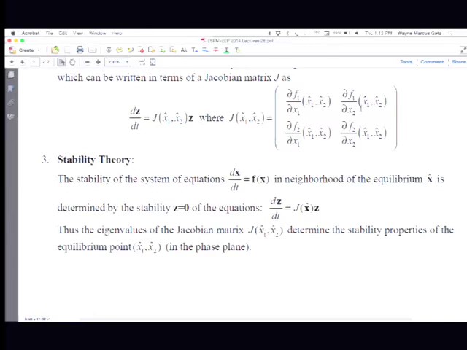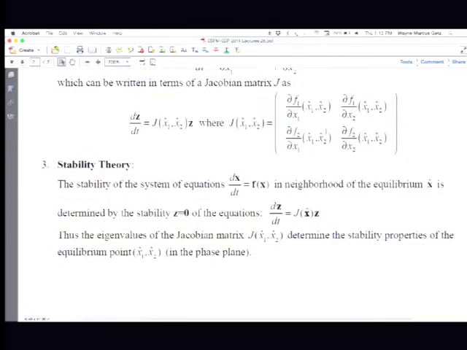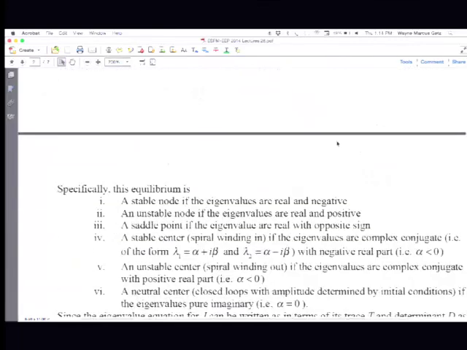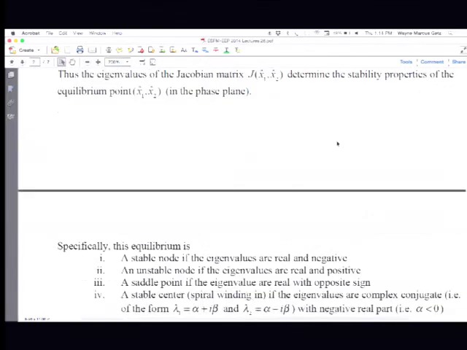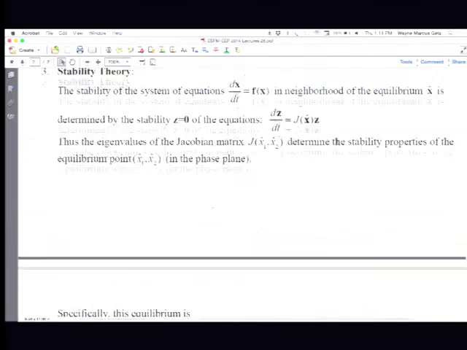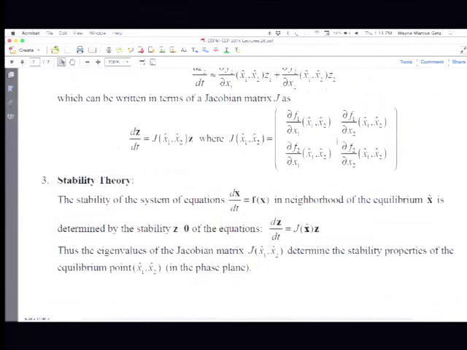You look to calculate the eigenvalues of this matrix. A 2x2 matrix can have both eigenvalues real and positive, in which case the equilibrium will be an unstable node. Both values could be negative and real, in which case it's a stable node. One of the eigenvalues could be real and positive, one real and negative, in which case it's a saddle point. Or you can get the case where the eigenvalues are complex conjugate pairs, in which case you've got a spiral. If the real part of these complex conjugate pairs is negative, the spiral is stable. If the real part is positive, the spiral is unstable.